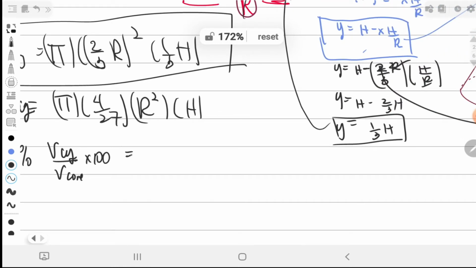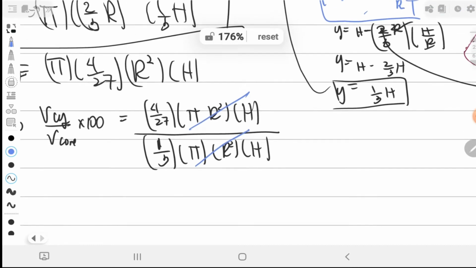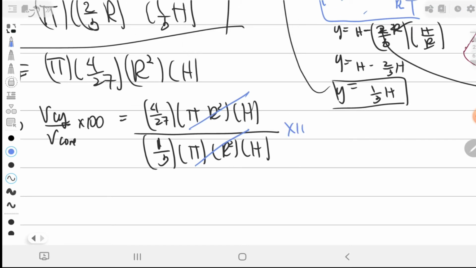So, V of the cylinder is equal to 4/27 multiplied by pi r squared h, divided by the V of our cone, which is equal to 1/3 multiplied by pi r squared multiplied by our h. So, you will notice that r squared, h, and also pi will be cancelled out. What remains here is, of course, multiplied by 100 because it's a percentage.